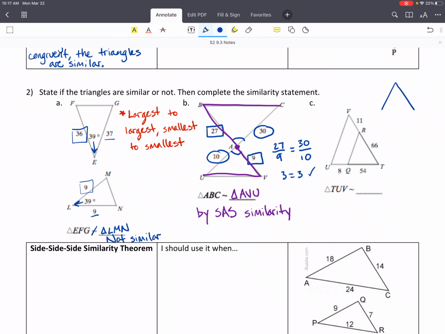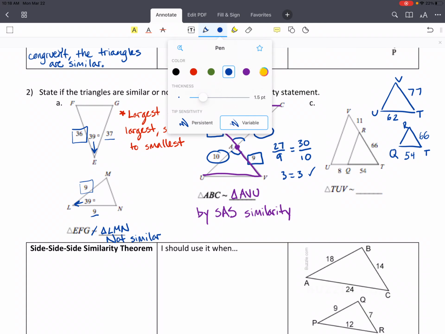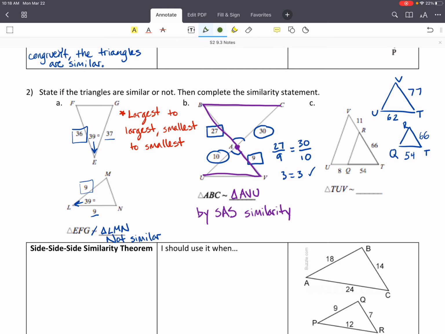notice we have two triangles. We have a big one and we have a small one, and I like to redraw them. So T, Q, R, T, U, V. Small one is 54 and 66. And then we have, if I add those side lengths together, I get 77 and, let's see, 62. And so the angle that's the same between these is going to be angle T, because T is congruent to itself. And so now I just have to line these up.